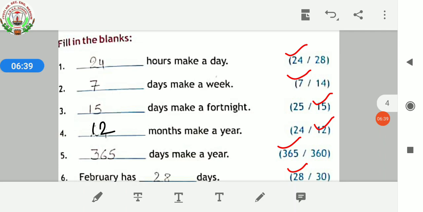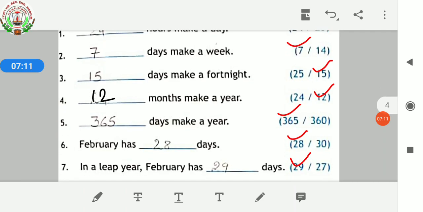Next, dash months make a year. So we know that in a year, how many months are there? There are 12 months. They are January, February, March, April, May, June, July, August, September, October, November, and December. So these are the 12 months. So in the option 24 and 12 are there. So you have to tick over 12 and in the blank you have to write 12.